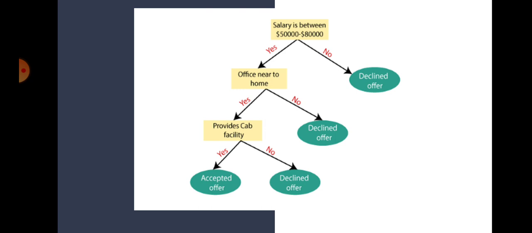If the salary is between $50,000 and $80,000, then he is saying yes. And then a condition comes whether the office is near to home or not. If it is no, then he is going to decline that offer. Otherwise, if it is yes, then he has a third condition, whether it provides cab facility or not. So if it is yes, then he is going to accept the offer, otherwise he'll decline it.